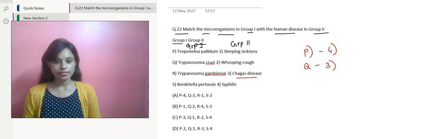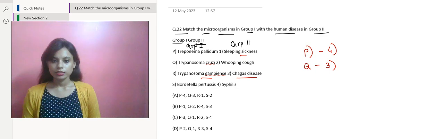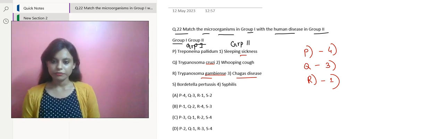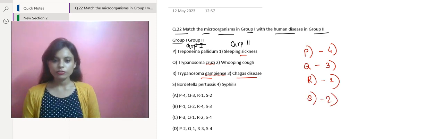Trypanosoma gambiense. This is actually sleeping sickness. So this will go with sleeping sickness, R1. Bordetella pertussis. Which one is left? Whooping cough. S2. Now let's go through the options. Which one is similar to this one? It's in option one, A only. So option A is your correct answer.